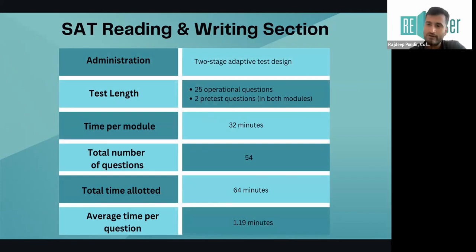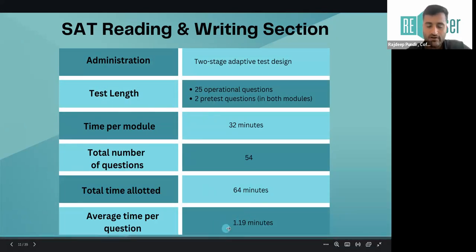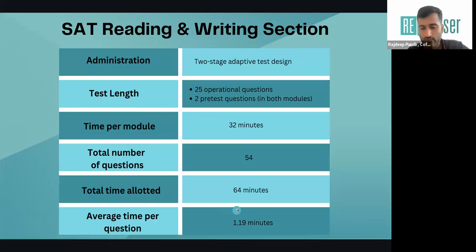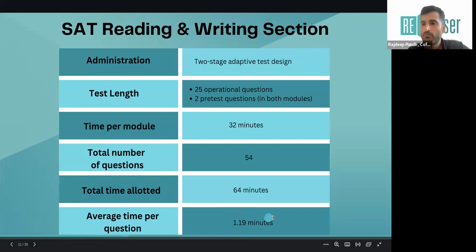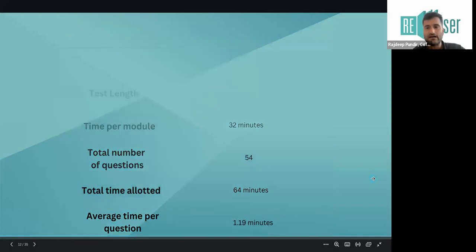And you have about 32 minutes to solve these questions. And I think this is an important point for you to note. So you're in SAT English section, you have 1.19 minute per question. And the reason why I'm saying that it's an important point to note, because we will come back to a point of comparison when we talk about the ACT as the other exam.